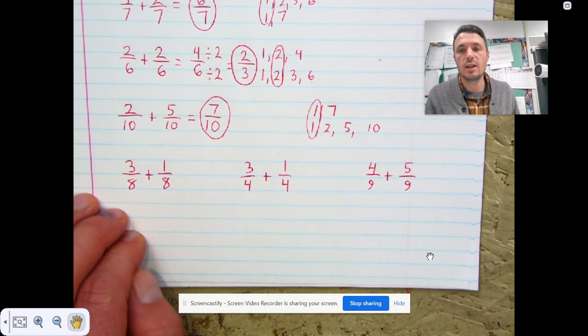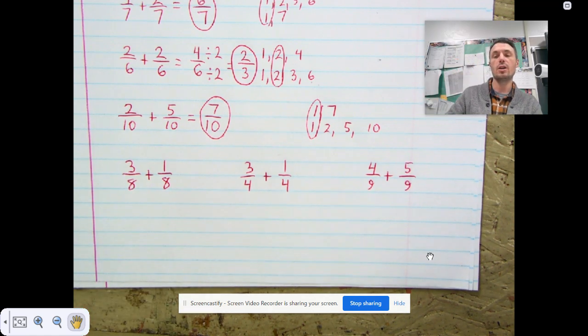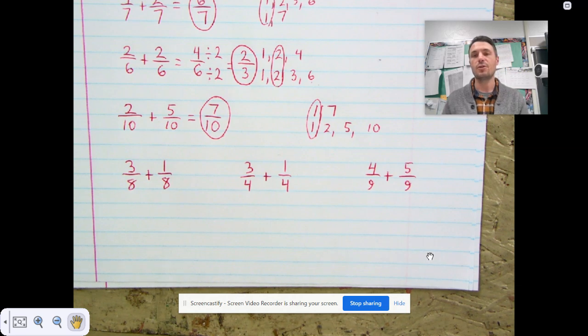Go ahead and solve those independently inside your math notebook, and then click on the video attached under this one to see if you did it correctly.